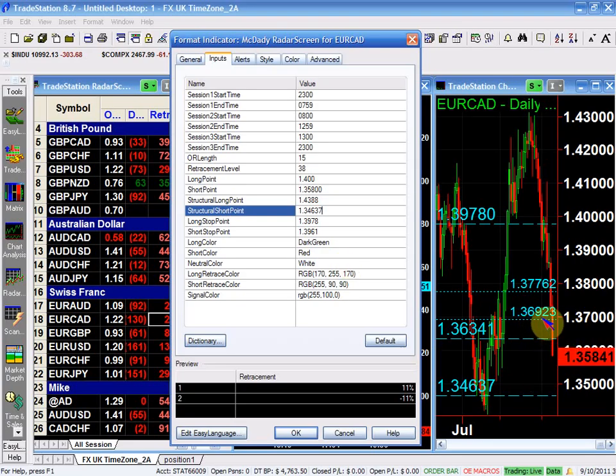Looking at this again, this is my structure long, the 136.92. So I'm just going to put it here so I don't come back. Okay, that's my structure long. Now let's pick our trades.